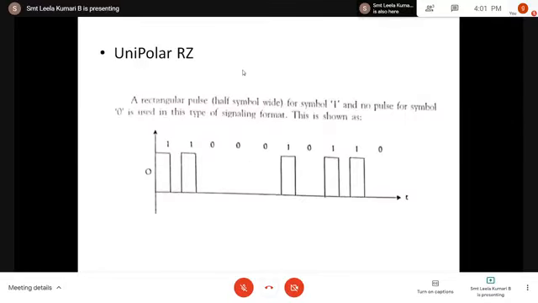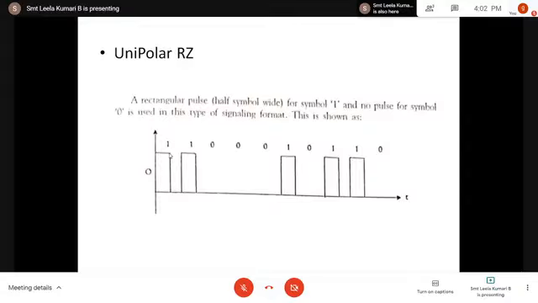Now, unipolar return to 0. So as we have seen, unipolar means 1 is represented by means of a positive pulse, 0 is represented by means of switching off the pulse. Whereas in unipolar return to 0, a rectangular pulse of half symbol wide is used for symbol 1 and no pulse for 0.